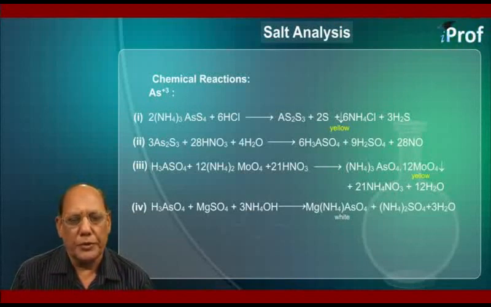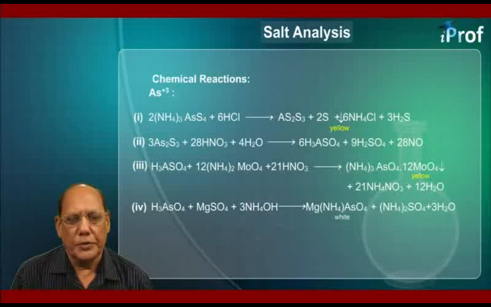The second equation is 3As2S3 + 28HNO3 + 4H2O. We get 6H3AsO4 + 9H2SO4 + 28NO. Thus nitric oxide is evolved.